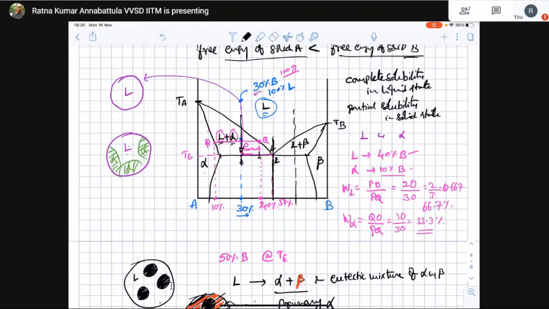I mean, the notch sensitivity factor q depends on the geometry and ultimate strength of the material.